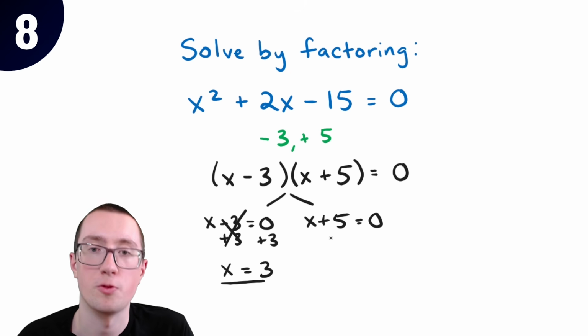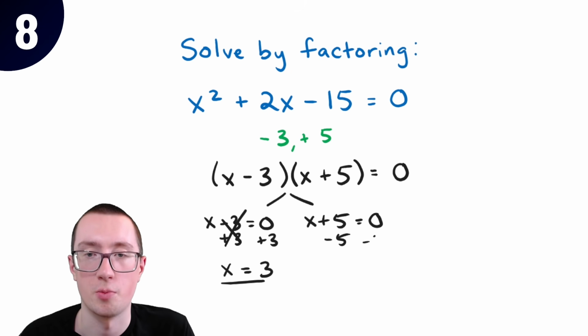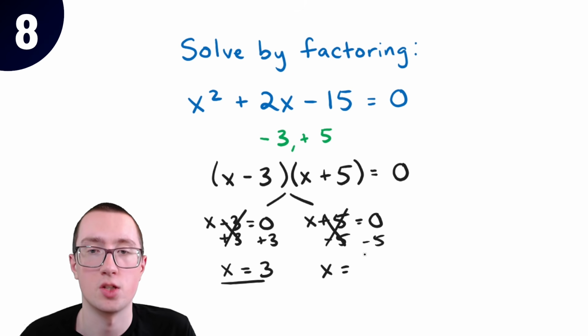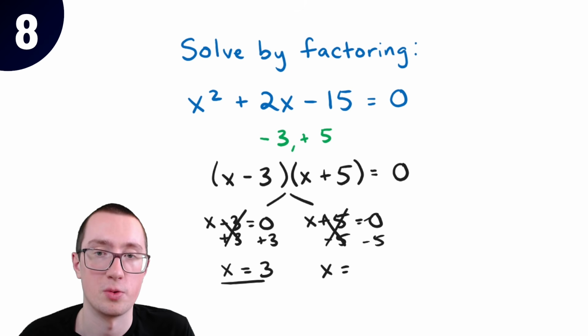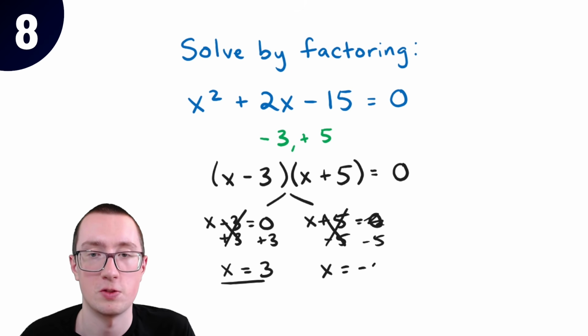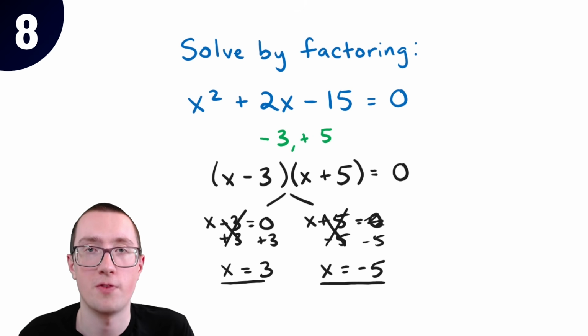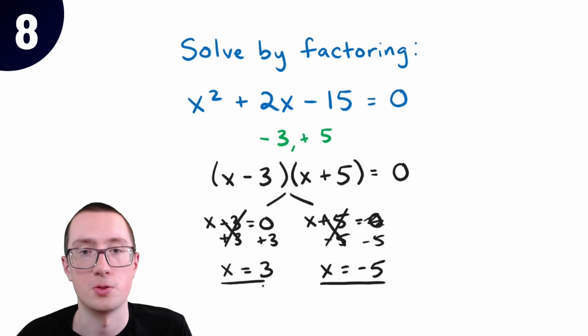So I'm going to do the opposite of plus 5, which is minus 5 on both sides. These cancel out. On the left side, we just have x, and on the right side, we have 0 minus 5. Well, this 0 isn't doing anything, so it's just minus 5. And this is our other answer, x is equal to minus 5. So these are two answers. x is equal to 3 and x is equal to minus 5.